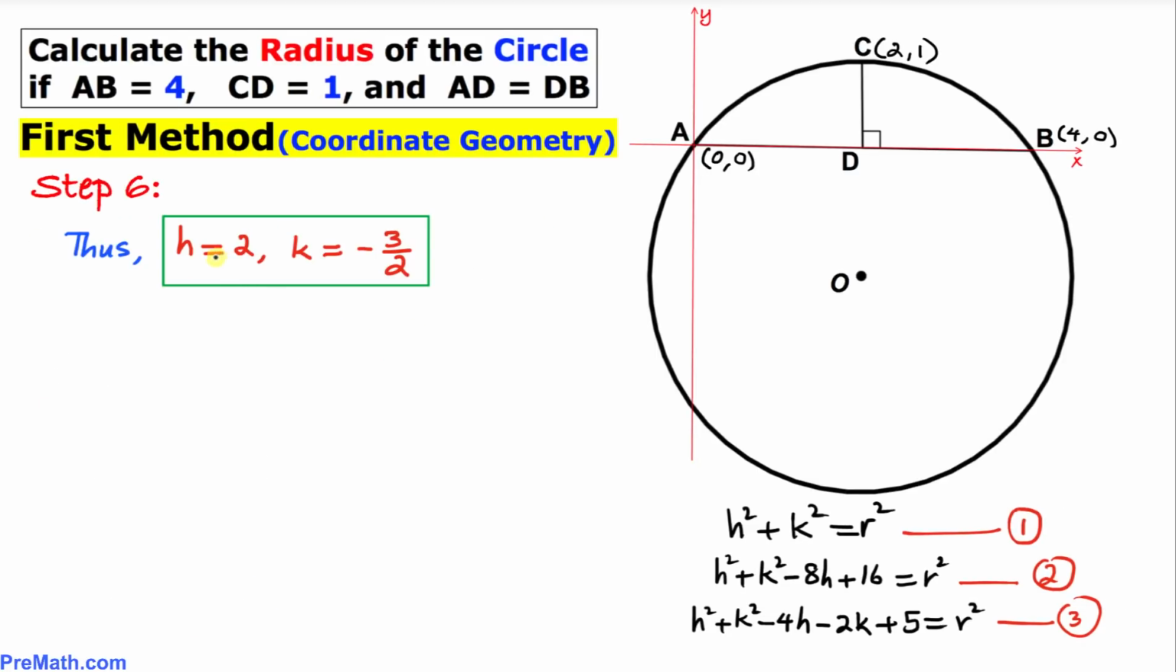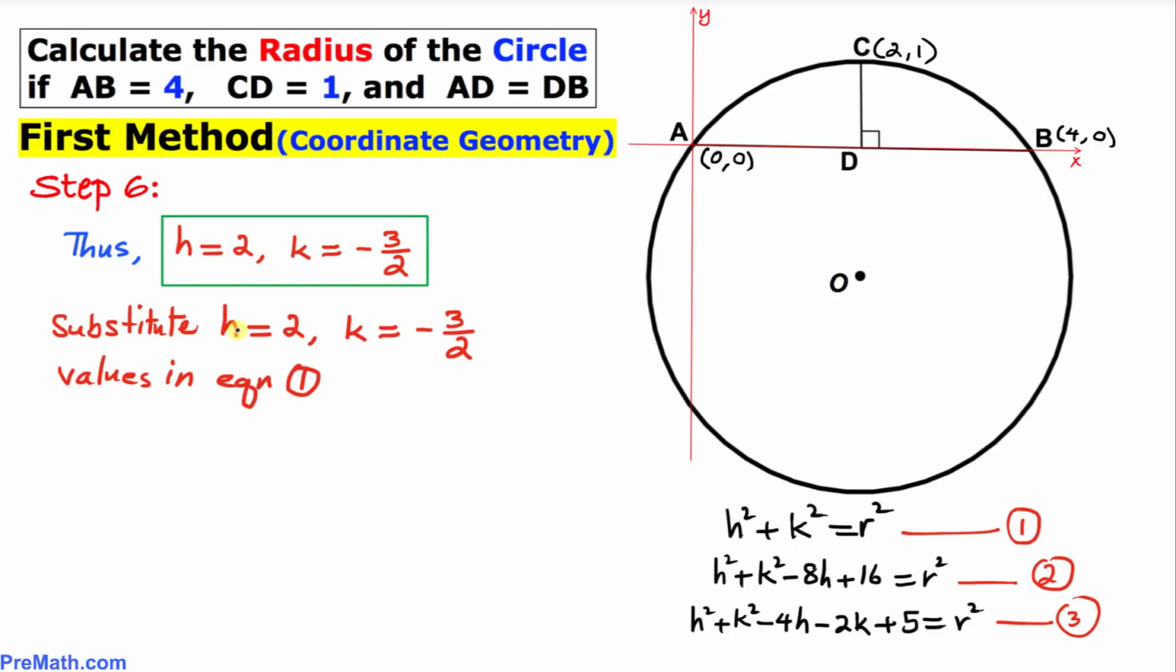Here is our final step. We already got the values h equal to 2 and k equal to negative 3 over 2. Now we are going to substitute these h and k values in our equation number 1. Here is our equation number 1, h square plus k square equal to r square. Let's fill in the blanks. H in our case is 2 square plus k in our case is negative 3 over 2 square equal to r square. So that's going to give us 4 plus 9 over 4 equal to r square.